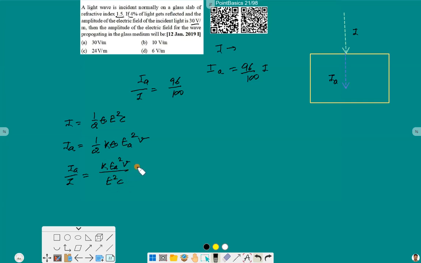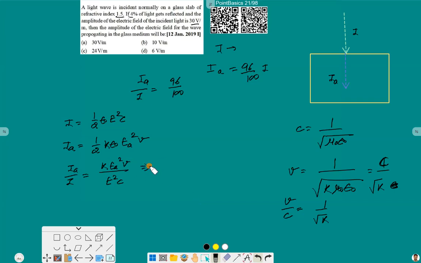Now, let us first find out the ratio for V and C. We know that C is equal to under root mu naught epsilon naught, and inside the medium the velocity will be V, which will be equal to under root K times mu naught times epsilon naught, assuming that the material is non-magnetic. So we are not considering mu r here. This can be written as V equals C divided by under root K, and from this V by C will be equal to under root 1 by K. Now substitute it here.